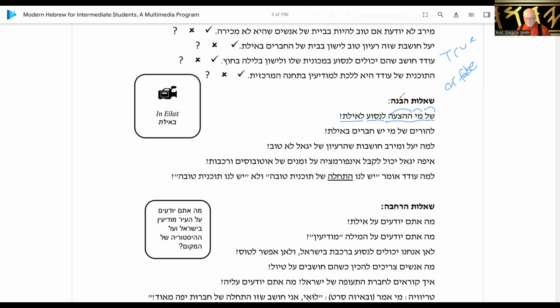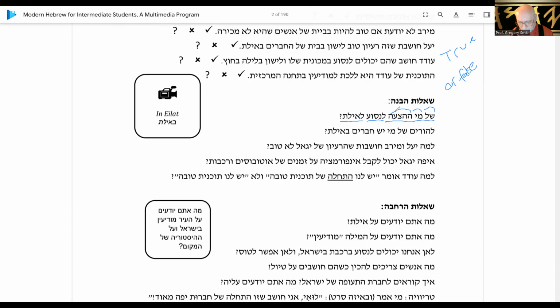של מי ההצעה. Hahatzaa. Okay, so there it is right there. So let me make sure that this is correct. There is no yod in there, so it's saying something else.